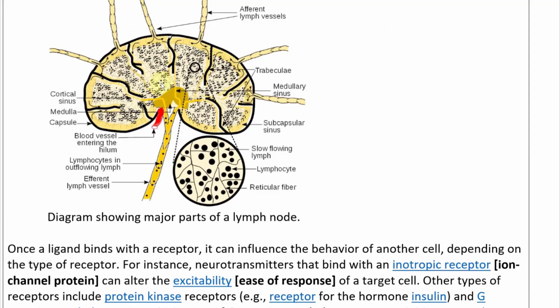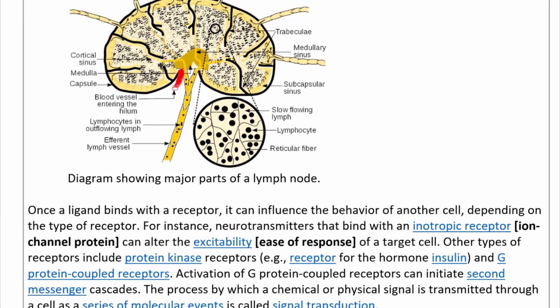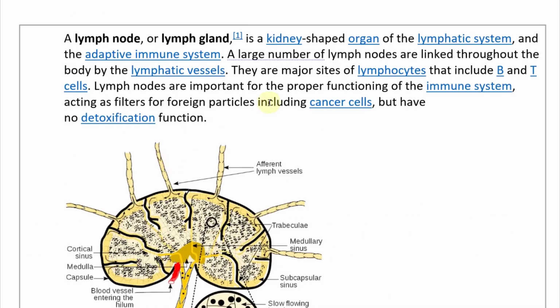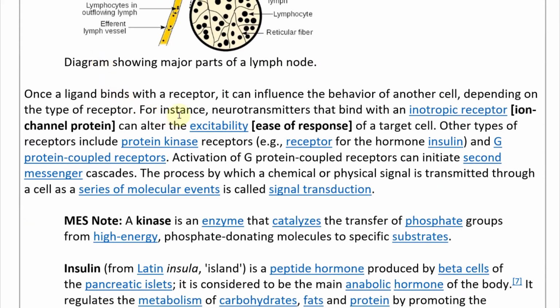And these are just a bit beyond this video. That's a bit more detailed, and we don't need to go into it right now. But we will go over lymphocytes and B and T cells later in this video when we discuss the immune system. So once a ligand binds with a receptor, and again, note that we're back into the signaling discussion.